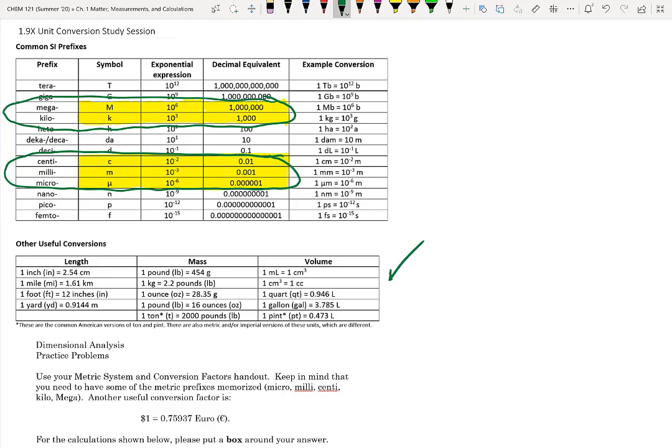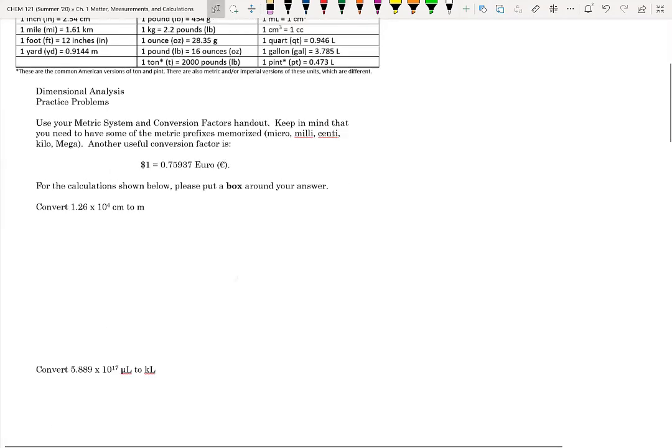One student was asking, do we need to memorize these conversions down here going from metric to non-metric units? And absolutely no. I will give you any of the non-metric conversions on an exam or a quiz. So let's go ahead and work through a few of these.